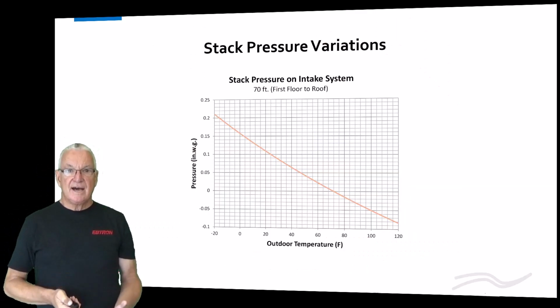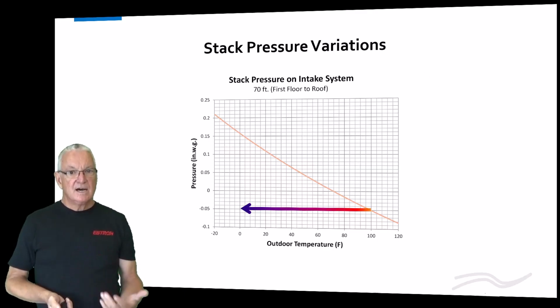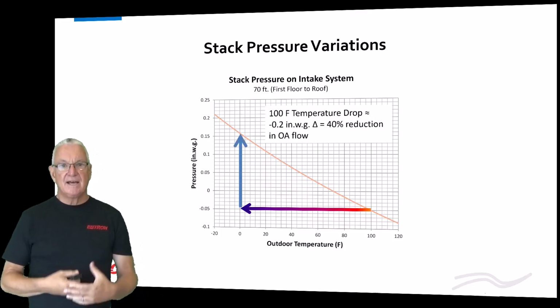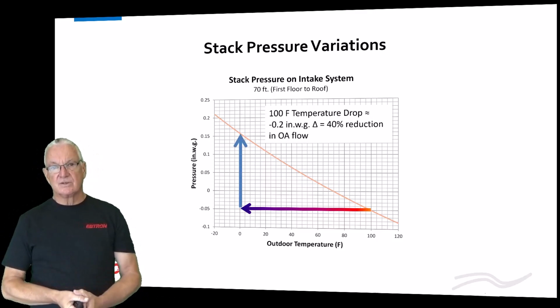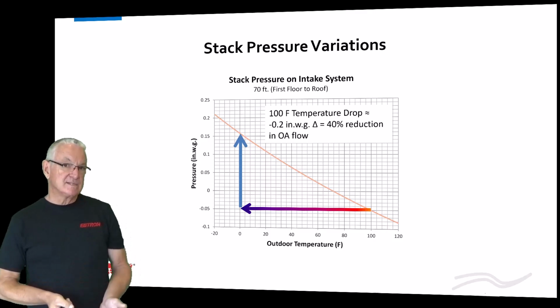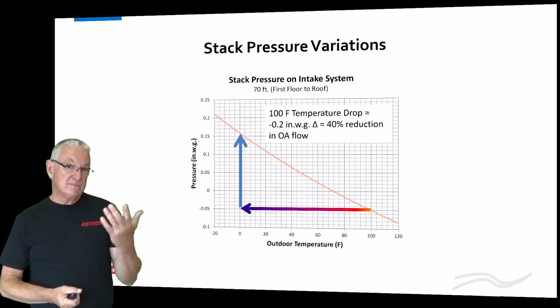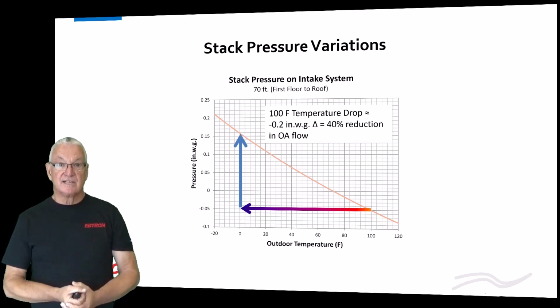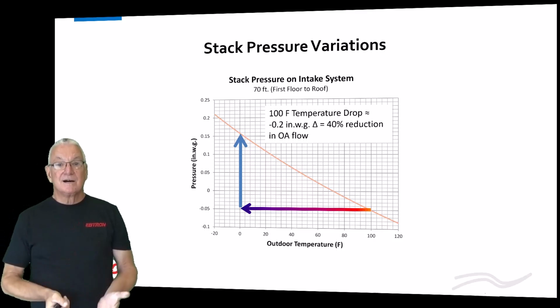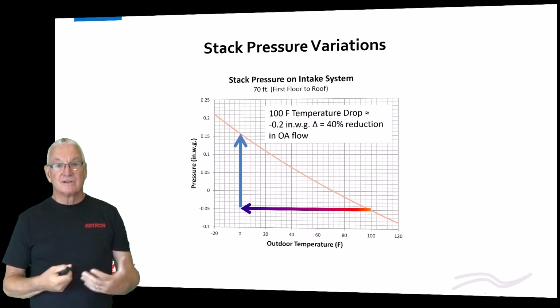But when you look at it, this is a 70-foot low-rise. This is not a high-rise. 100-degree swing, 0.2 of an inch, same problem we had. It would be a 40% reduction or change in flow. And that's not acceptable. And you might say, well, my climate's not like that. It's like, okay, so make the building a little higher if you live in San Diego. Okay? The bottom line is it's still a problem. Okay? And some climates are even worse.